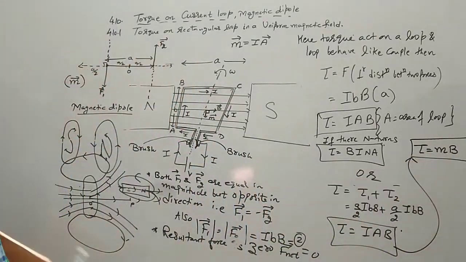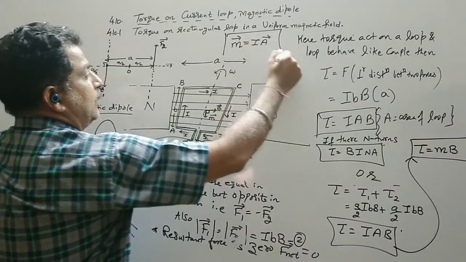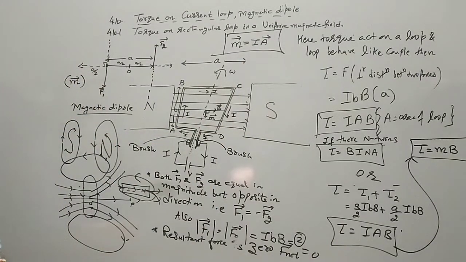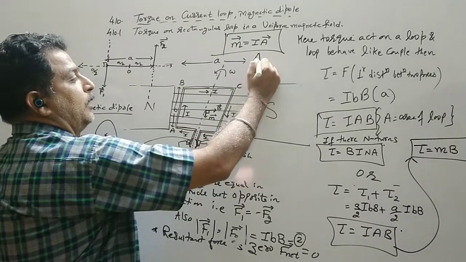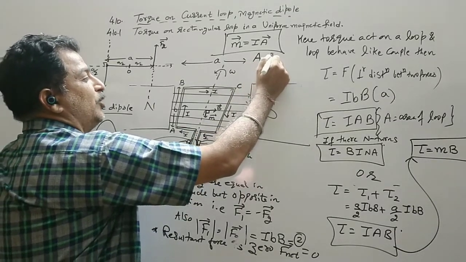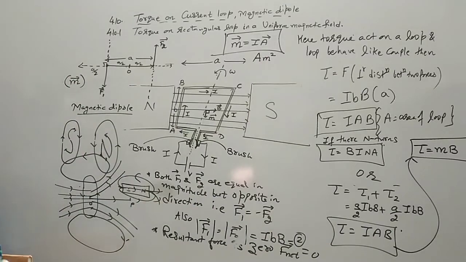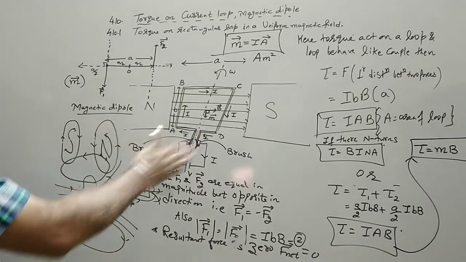But the magnetic moment is defined as a vector quantity I A, this is area, and the unit becomes ampere meter square. You find out its dimensional formula also. So this is the case.